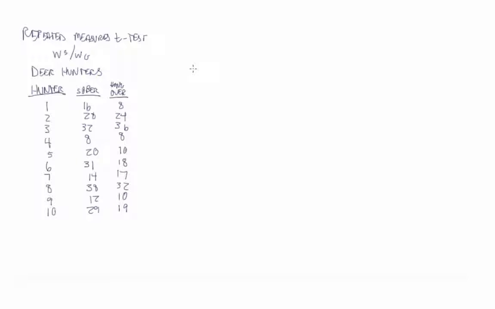null and alternative hypotheses. So our null hypothesis is going to be that the mean difference is equal to 0, meaning that there is no difference in the hunters' ability to hit the target between time 1 and time 2, so between sober and hungover. The alternative hypothesis is going to say that the mean difference is not equal to 0. It might be greater than 0, it might be less than 0. We're not saying. This is a bidirectional hypothesis.